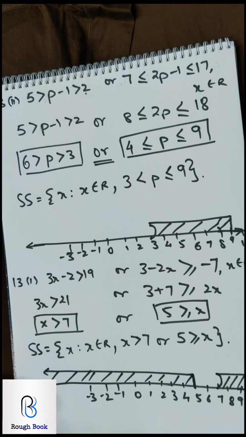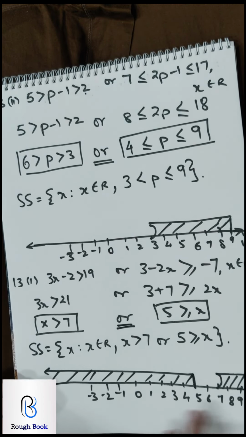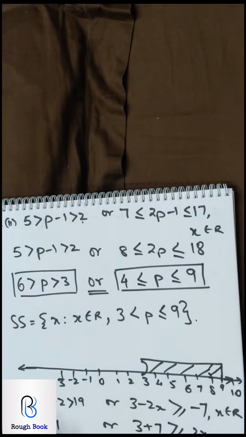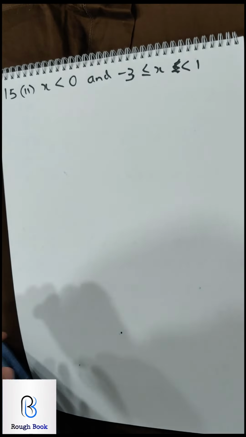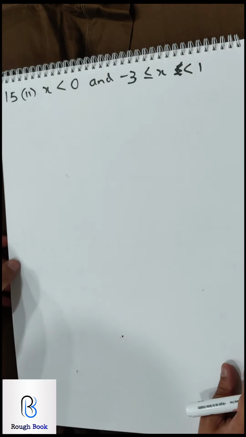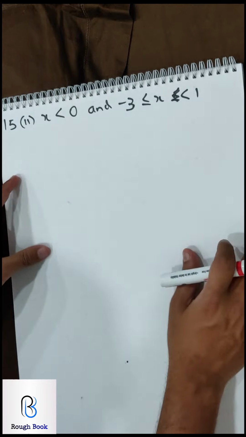We need to understand it well. When they use the word or, we do it this way. But when they use the word and, the sum slightly changes. So let's see how we are going to work with the sum for and. And is 15 part 2. Let us see how we are going to work with this one.